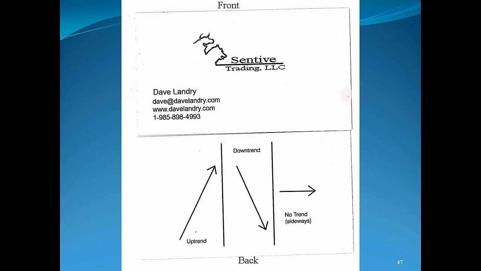Now, usually I'll have a pop quiz at this point where I'll ask what this is and what this is and what this is. But I think by now you should know that's an uptrend, that's a downtrend, that's a sideways trend. So you should be able to draw a big arrow on the chart in the direction of the trend, if there is one, right? That's the back of my business card.